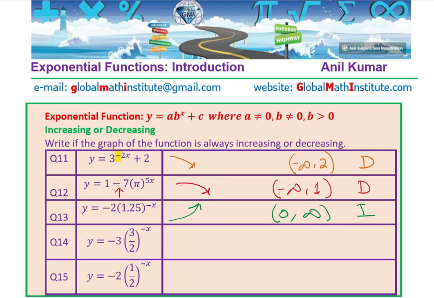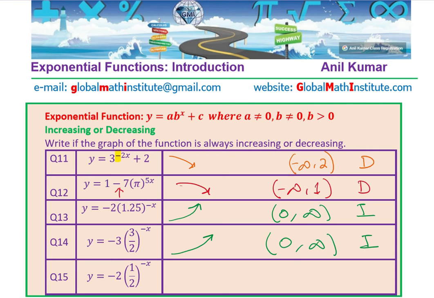So minus means reflection on the x-axis, 3 by 2, but the power is again negative. That means it becomes 2 over 3. So decreasing becomes increasing. You get the idea? So instead of decreasing, it will get reflected, and therefore it will be increasing. So this will again be increasing, and it will be increasing from 0 to infinity.